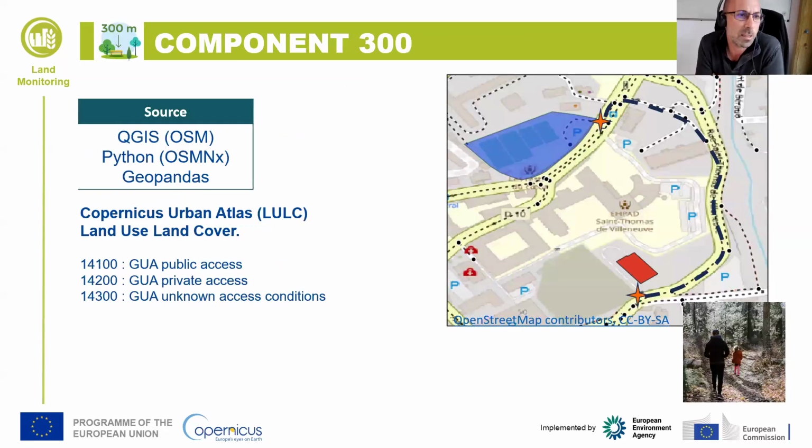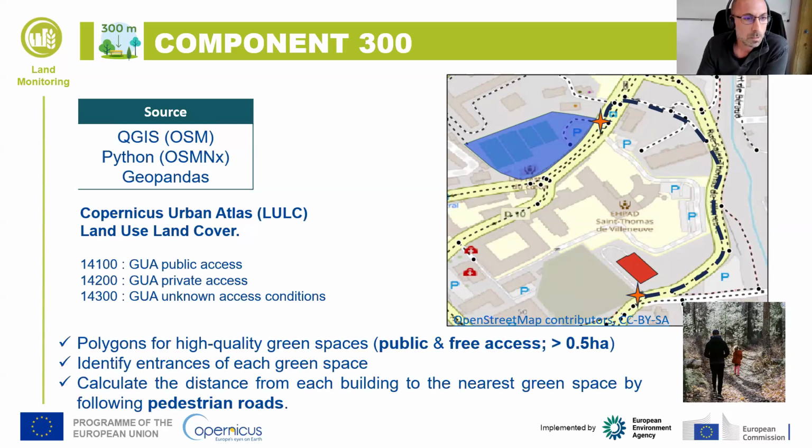For the last component, 300, we can use QGIS, GeoPandas, OpenStreetMap, and the Copernicus Urban Atlas land use land cover with different categories of green urban area. For each, we have to define a polygon for a very high quality green space with some characteristics: public, free access, but also a green space over half a hectare. We have to identify the entrance of each green space and calculate the distance between each building and the nearest green space by following the pedestrian roads.